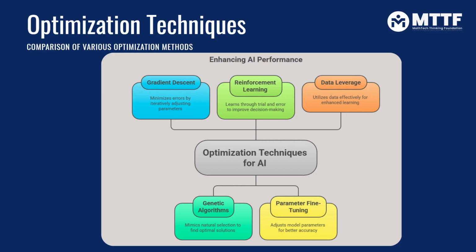They optimize solutions through selection, crossover, and mutation, making them effective for complex and non-linear problems. Finally, parameter fine-tuning refines learning by adjusting hyperparameters such as learning rate, batch size, and regularization strength to achieve better accuracy and stability. Together, these techniques ensure that learning systems do not just work but work optimally.